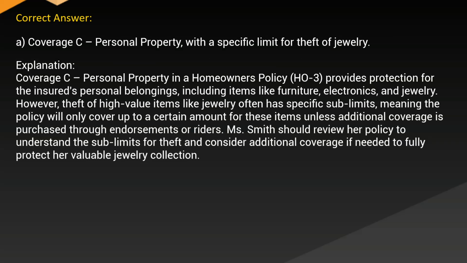Correct answer A. Coverage C, personal property, with a specific limit for theft of jewelry. Explanation: Coverage C, personal property, in a homeowner's policy HO3 provides protection for the insured's personal belongings, including items like furniture, electronics, and jewelry. However, theft of high-value items like jewelry often has specific sublimits, meaning the policy will only cover up to a certain amount for these items, unless additional coverage is purchased through endorsements or riders. Ms. Smith should review her policy to understand the sublimits for theft and consider additional coverage if needed to fully protect her valuable jewelry collection.